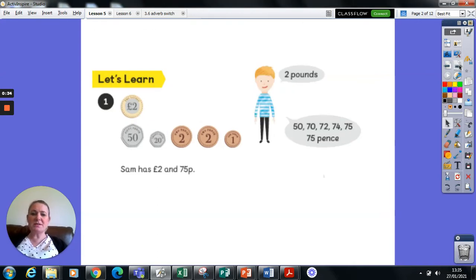Okay, let's talk through what Sam has. So Sam, we can really clearly see, has £2.50, £2.70, £2.72, £2.74 and £2.75. Sam has a total of £2.75.